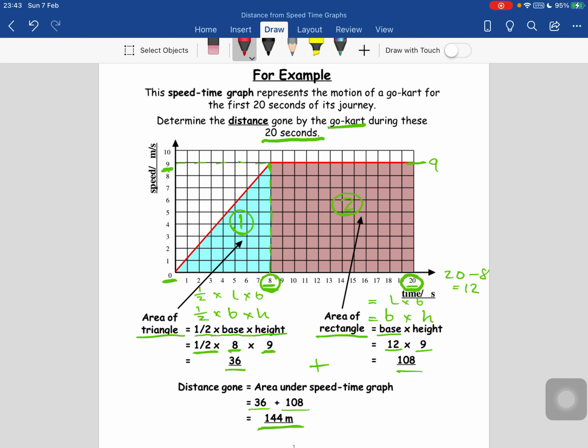Remember, it's not metres squared, because although we're working out area, we are saying that area represents distance. So we're not given our answer in metres squared, but we're given our final answer in metres, because the area is representing the distance travelled.